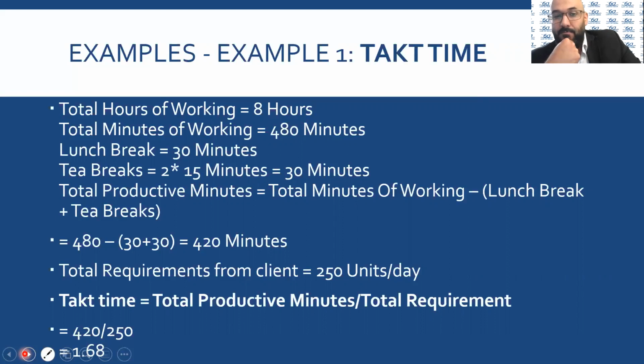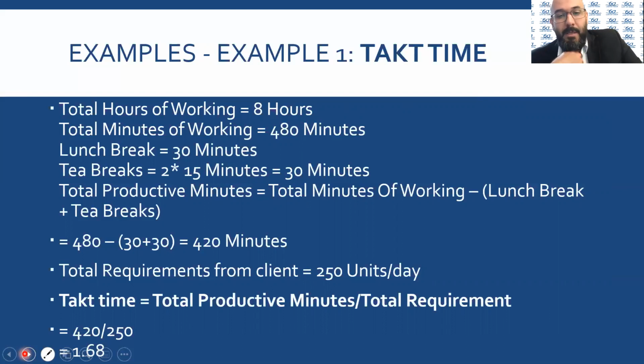Total productive minutes, I'm sorry, would be equal to the total minutes of working minus the lunch break, minus the tea breaks as well. So you take the breaks out. We have 480, which is 8 hours times 60, that would be 480 minutes. Take away the 30 lunch break and the 30 tea breaks, and that would leave you with total productive minutes of 420.